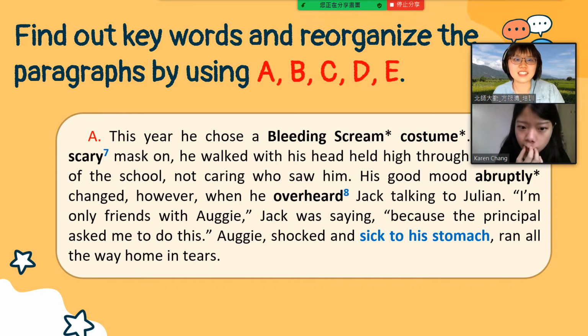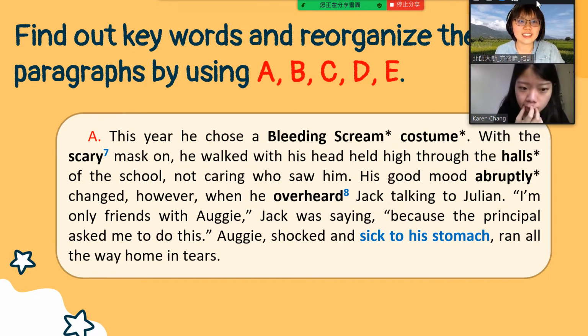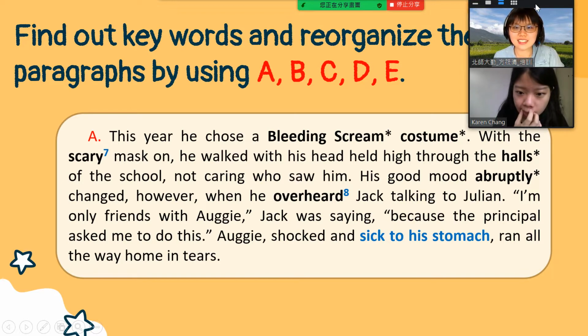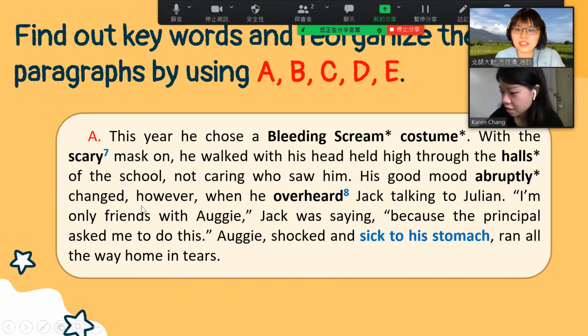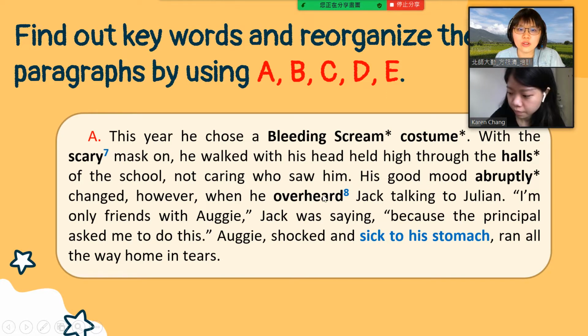Okay, so now I will give you 30 seconds to 1 minute for each page, and you can jot down the keywords. For example, this year he chose a bleeding spring cluster. So maybe it's a festival, so that he will wear a costume. When you finish, you can tell me. Okay, so can we go on to the next page?